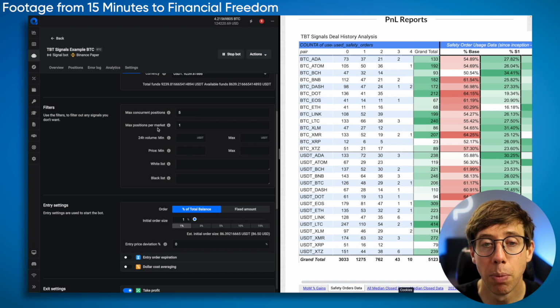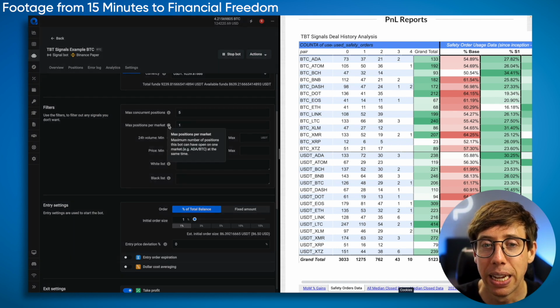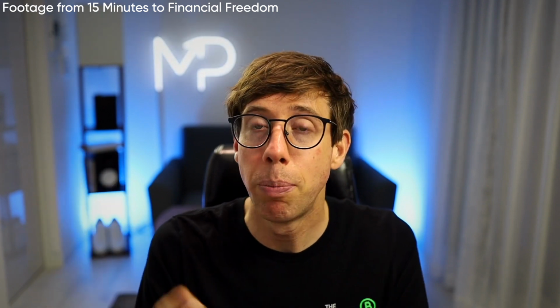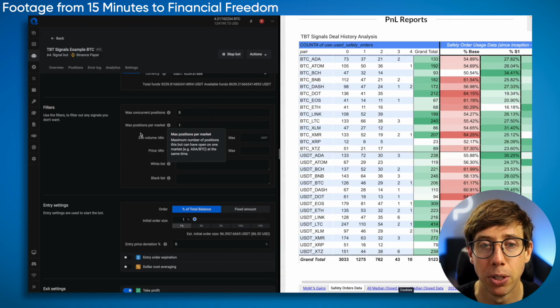Max positions per market. This is different. What this means is that you can have more than one position open at a time. While there's one existing trade open or a bot signal that's open, we got another signal to buy. Well, Altrady can take that, parse it, make a new bot signal. So you can have two running at the same time for the same market. So that's what that means, max positions per market.